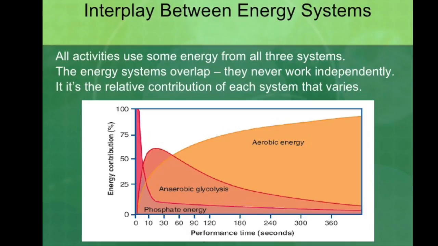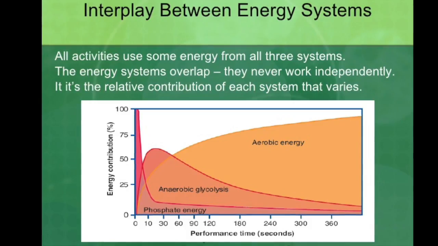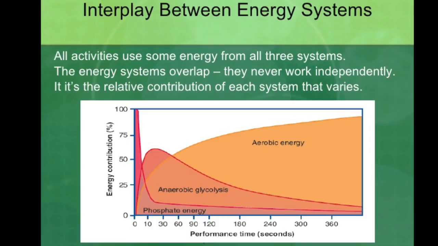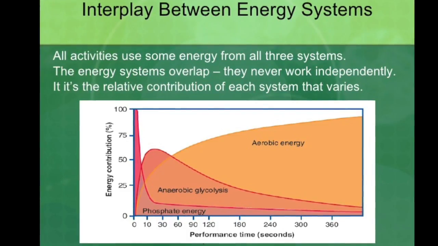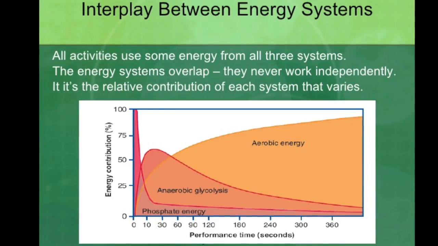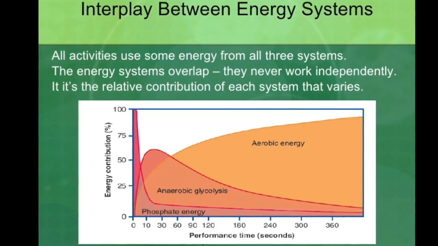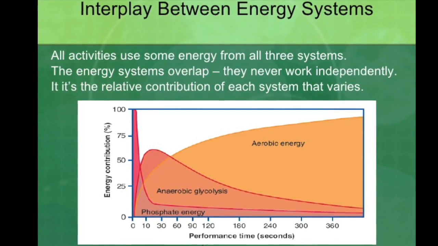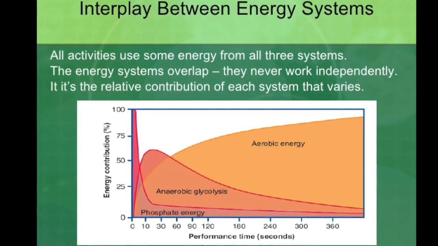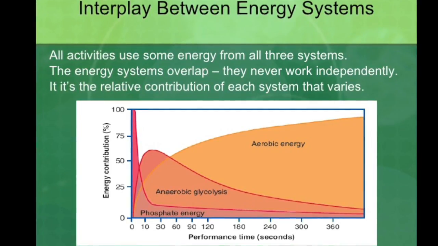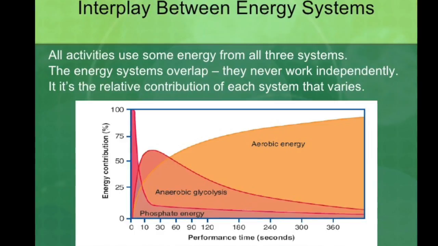I'd like to talk to you about the contributions that each of the three energy systems make to the amount of energy that's produced for the physical activity. This is called the interplay of energy systems, and it's how they work together to produce the amount of energy required to do a particular activity. If we look closely at the graph that you can see, there are three systems in play. We have the phosphate system, with the anaerobic glycolysis, and the aerobic energy.